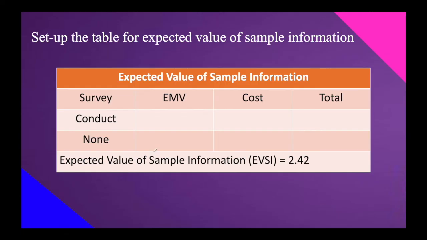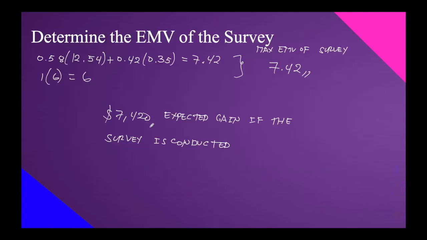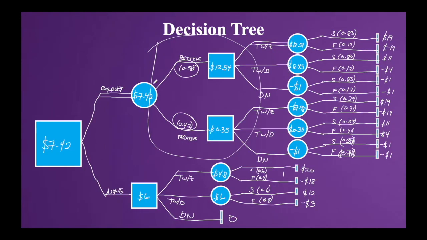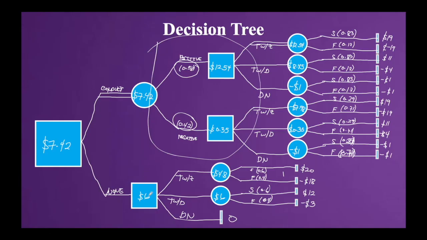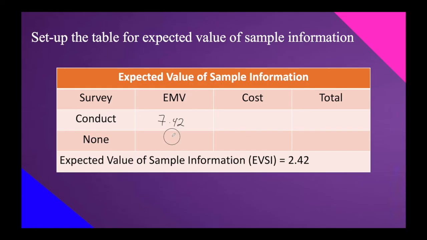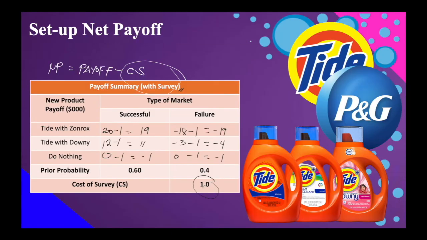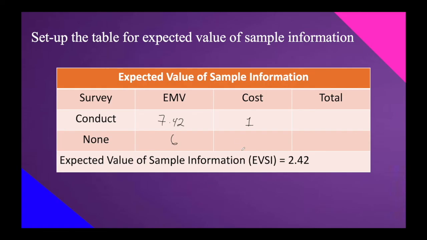Unahin natin siguro itong EMV na lang sa conduct. Ano yung EMV ulit pag nag-conduct tayo? Ito, no? 7.42, galing dito sa ating decision tree. So, isulat natin yan dito. 7.42. EMV kapag hindi tayo nag-conduct ng survey, that is 6. So, let's write it here. 6. Ano po yung cost? Kapag nag-conduct, we have $1,000. Naalala? Yung binigay na cost, cost of survey. Okay. 1. Kapag walang survey, malamang wala ding cost.